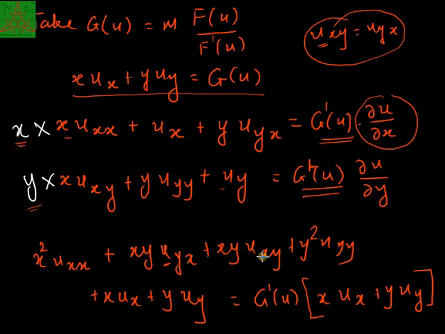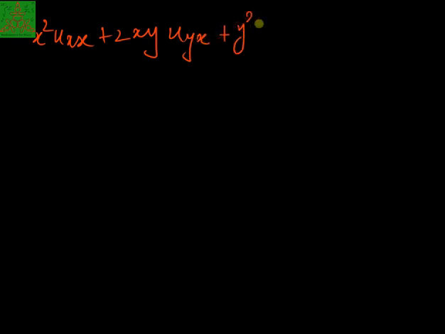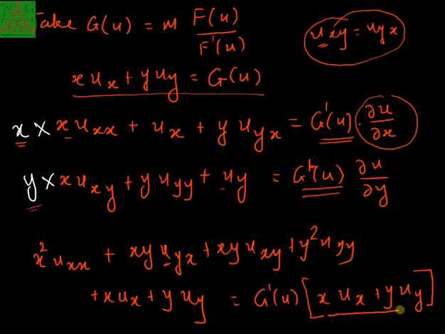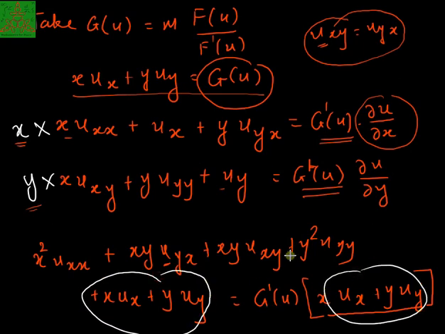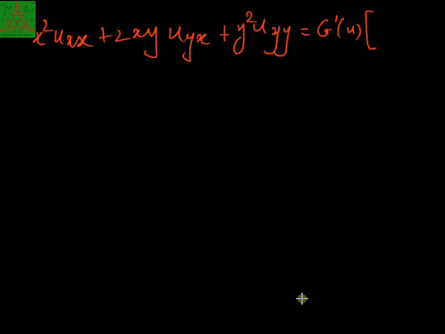So finally we get x square uxx plus 2xy uxy plus y square uyy equal to g dash of u into what we have. You just note here, this is x ux plus y uy, and x ux plus y uy is g of u, and this quantity is also g of u. So here g of u is coming here and here also. So that's why this g dash of u into g of u that you have, and minus g of u, because that quantity was on the other side.